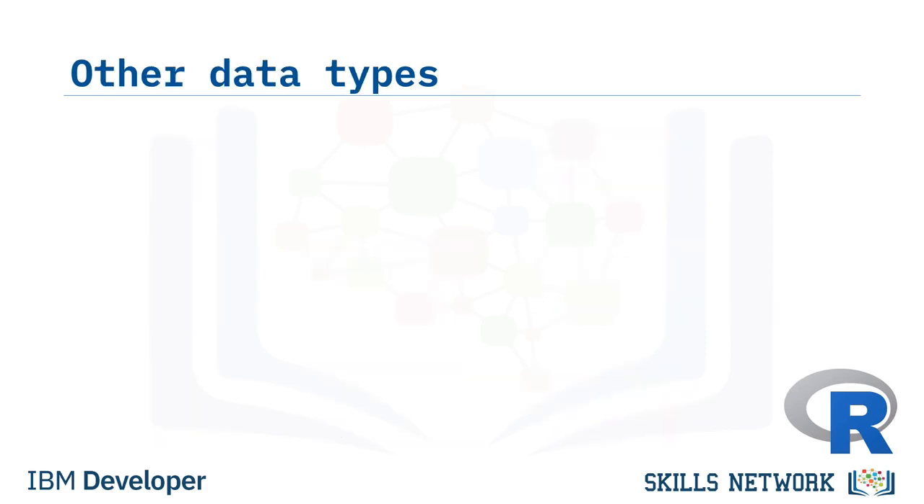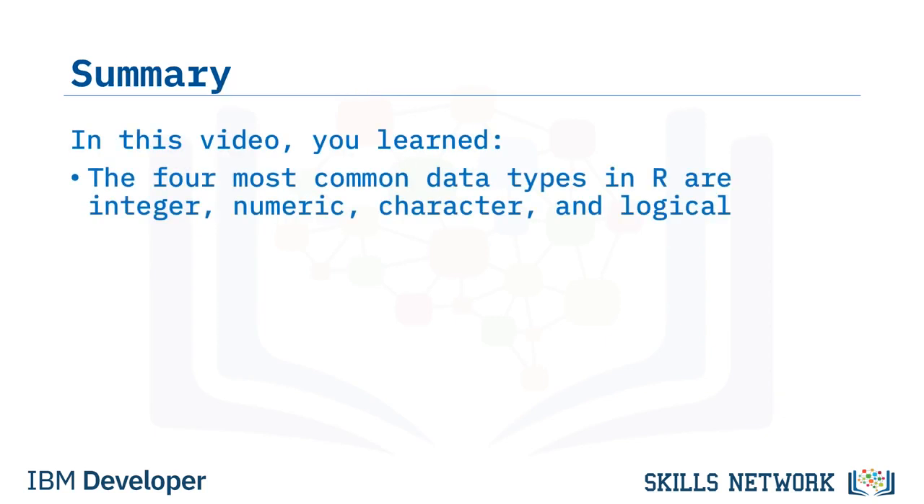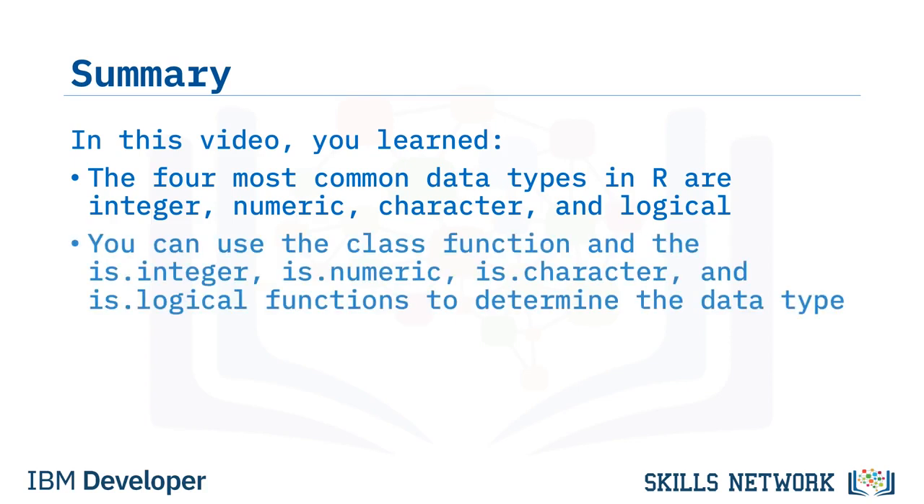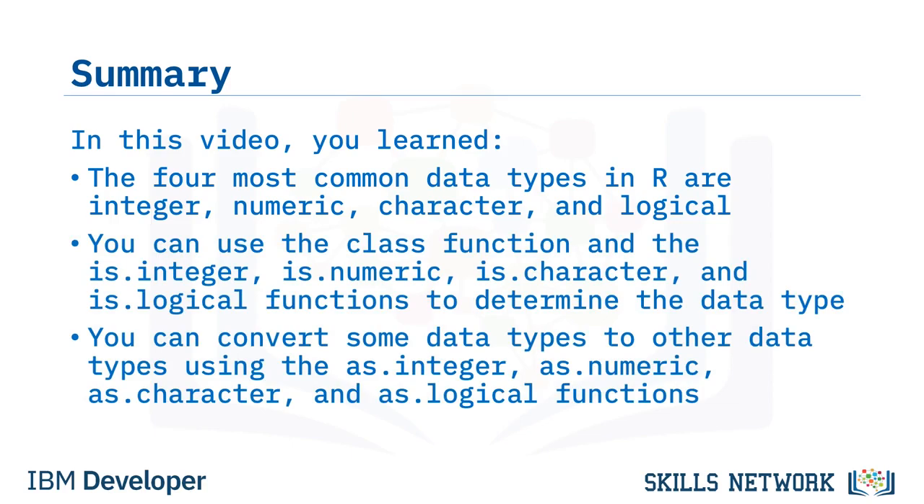There are two advanced data types that you may not use as often as the other types. They are complex data types, representing complex data, and raw data types, representing binary or byte data. In this video, you learned about the most common data types in R. You also learned about the ways that you can determine the type of data and how to convert data from one type to another.